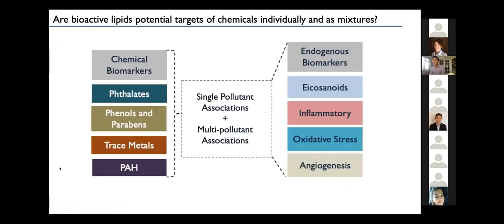Building from that previous work, I then began to explore a follow-up study and integrated that extensive exposure panel of chemical biomarkers to explore both single pollutant and multi-pollutant associations with these bioactive lipids and other biomarkers of inflammation, oxidative stress, and angiogenesis. The reason why these associations need to be estimated is that once we do this, we can begin to develop a more comprehensive picture of these intermediate mechanisms of chemical toxicity, and then we can use those mechanisms to link to different health outcomes such as preterm birth and child development.